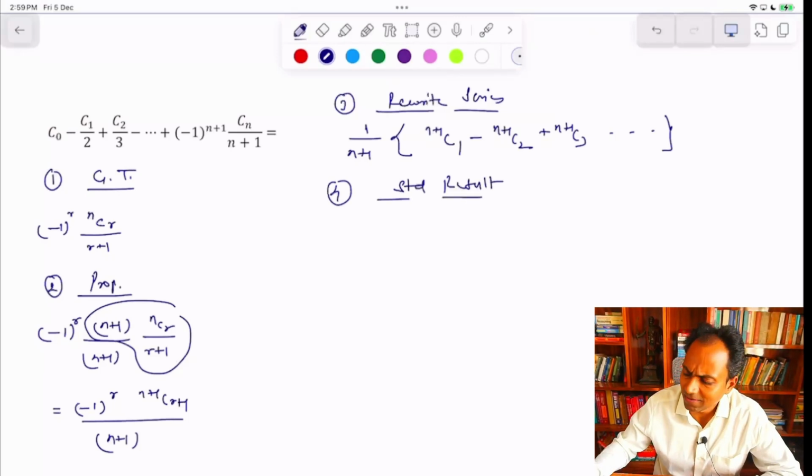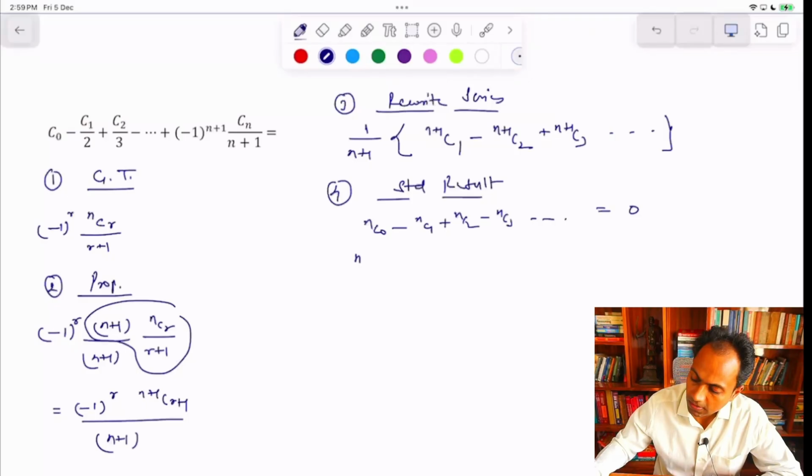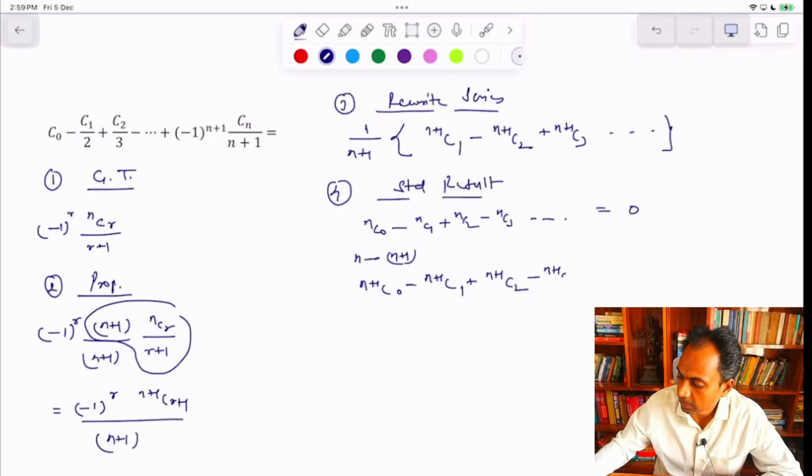So we have a very standard result that goes like this: nC0 minus nC1 plus nC2 minus nC3 is equal to 0. Now here I will replace n by n plus 1. Again write it down: n plus 1 C0 minus n plus 1 C1 plus n plus 1 C2 minus n plus 1 C3, and this series would be equal to 0.